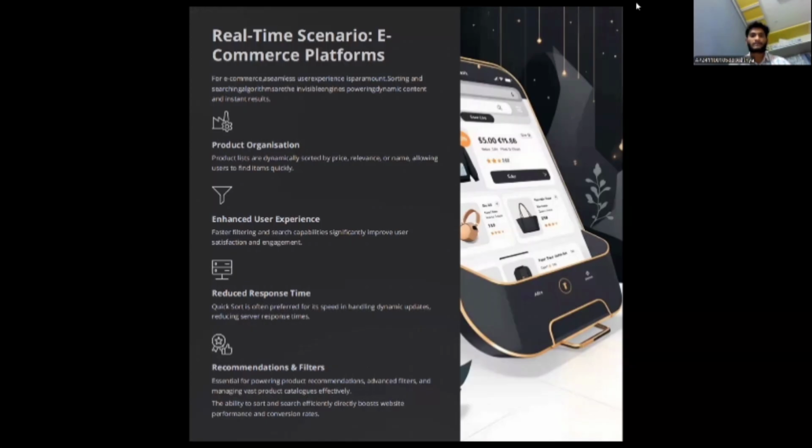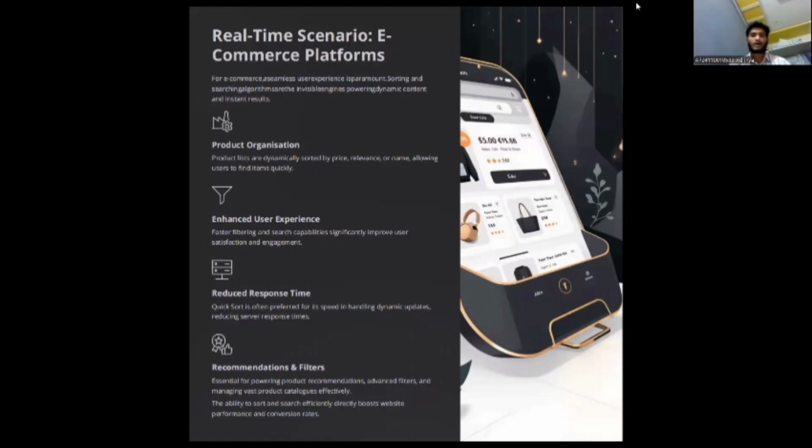Now I am going to explain about e-commerce platforms. Real-time e-commerce platforms rely heavily on fast searching and sorting algorithms to deliver a seamless shopping experience. When users browse products, they expect pages to load instantly and items to be organized clearly. Sorting products by price, ratings, or popularity helps shoppers find what they want without frustration.